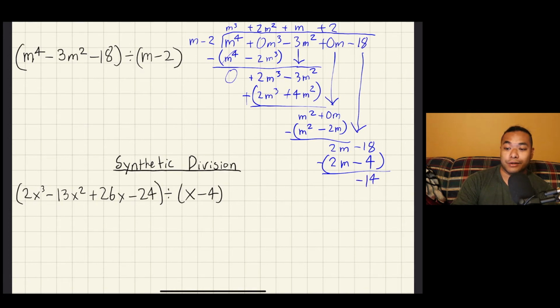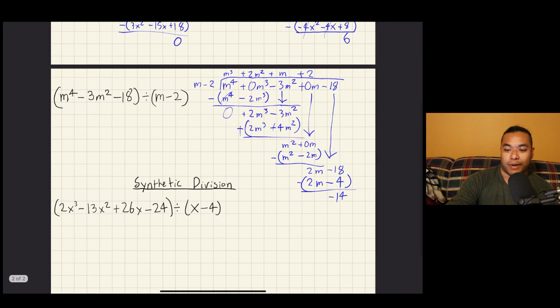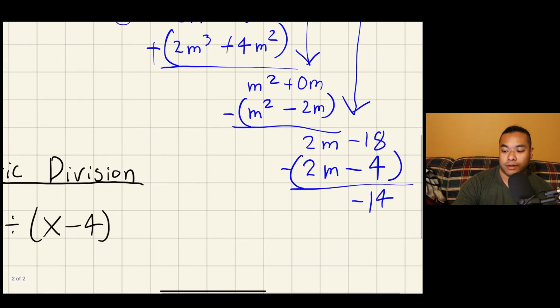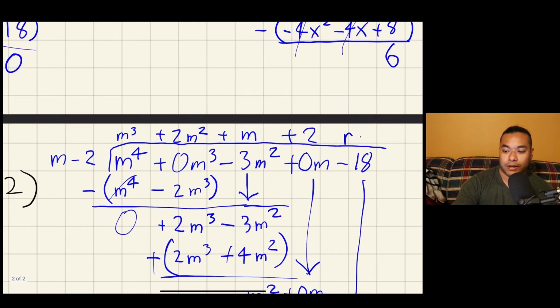So there's our remainder. There's nothing left I could divide up here. Nothing left I could bring down. M doesn't go into negative 14. I have my answer, and I have my remainder of negative 14. And like I said, we just write our answer like this because next lesson we're going to talk about what that remainder really is.